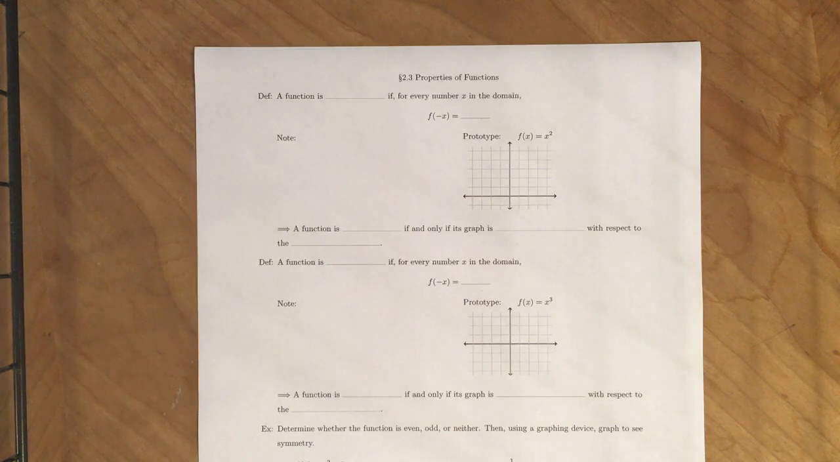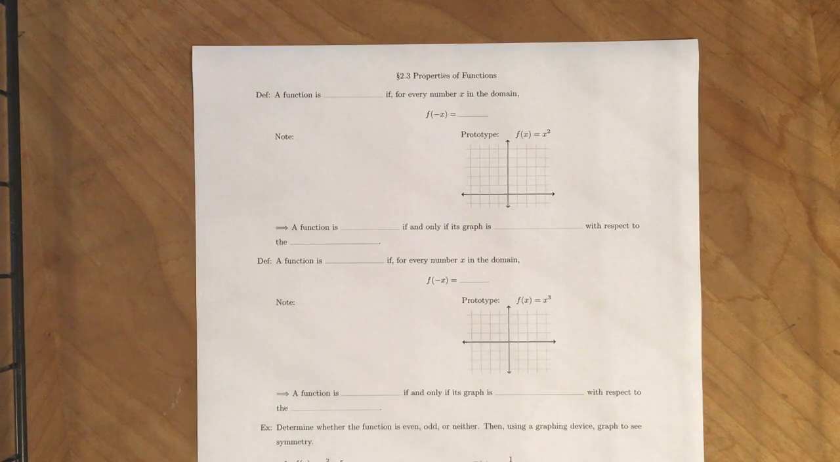From high school, we have some familiarity with graphs. In 2.2, we talked about graphs and the relationship between the graph and function and how to bounce back and forth between the two. In 2.3, we're going to talk about properties of functions. So how can you talk about a function and describe it to somebody and have it make sense?